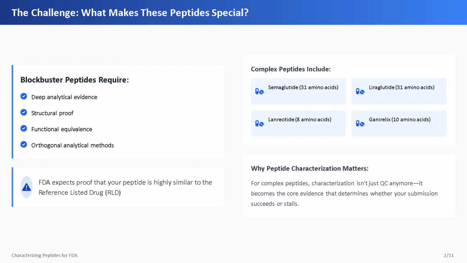Characterization is the backbone of an FDA submission for any complex peptide. It's not just routine QC, it's evidence that your synthetic version is structurally and functionally equivalent to the RLD. The FDA wants orthogonal methods that validate each attribute from multiple angles. This helps establish structural sameness, functional equivalence, and a complete analytical fingerprint. Without these elements, the FDA can't establish confidence in your product.